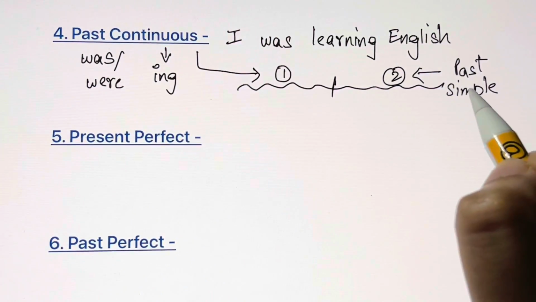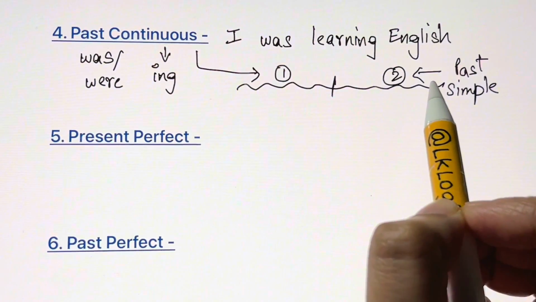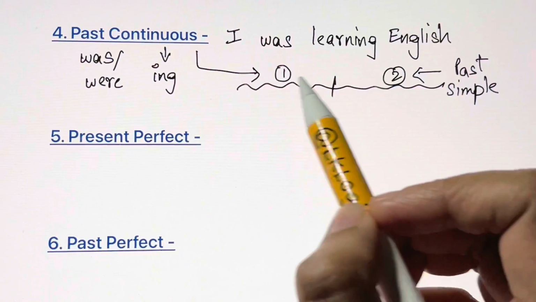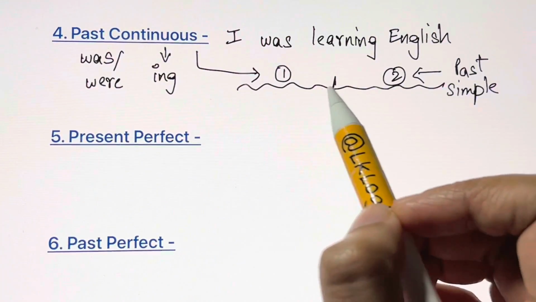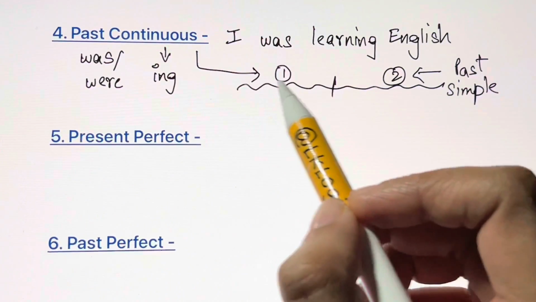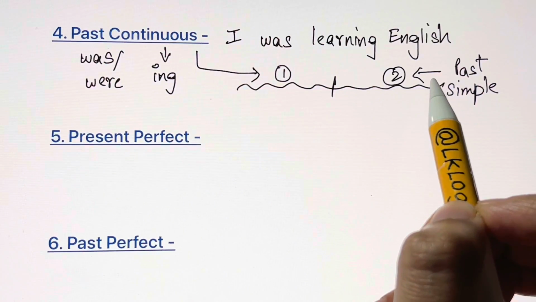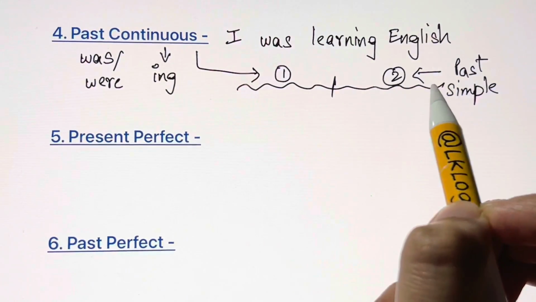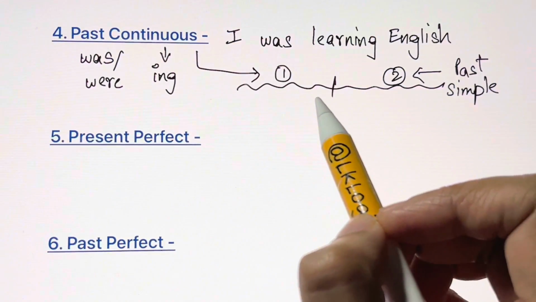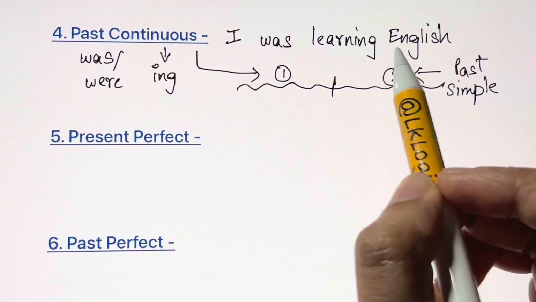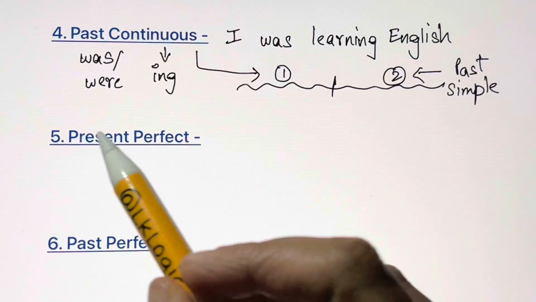Now what does this mean? It shows that the action is already in progress at a certain time in past. When we use these two tenses together, it shows that the past simple action happened in the middle of the past continuous action while it was in progress. Got it? So, for example, while I was learning English, I suddenly felt sleepy. Another example, I was learning English before 8 p.m. and I continued after 8 p.m. So, I hope you understood that. Alright, let's move on to next one.